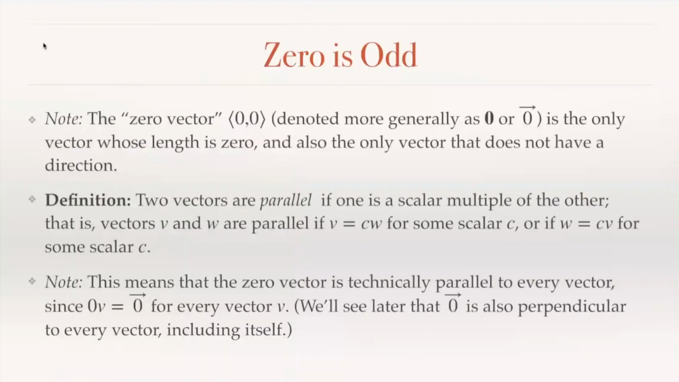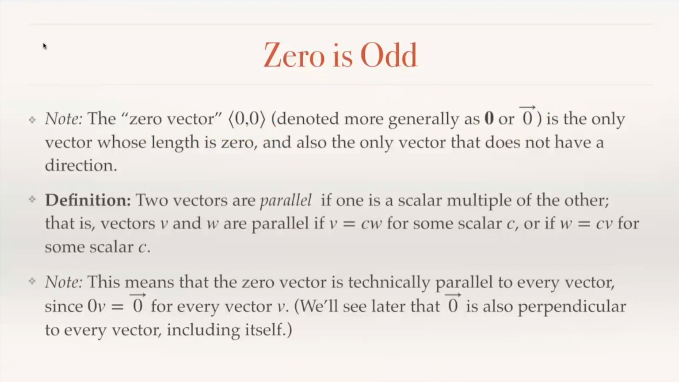And 0 is odd. This is a mathematician's joke because 0 is an even number, but we're using odd in the sense of unusual. So the 0 vector ⟨0, 0⟩, denoted more generally by a bold 0 or 0 with the vector arrow over it to specify that it's the vector 0 and not the number 0, is the only vector whose length is 0, and also the only vector that does not have a direction. It's kind of just a point. It's going from a place to itself.